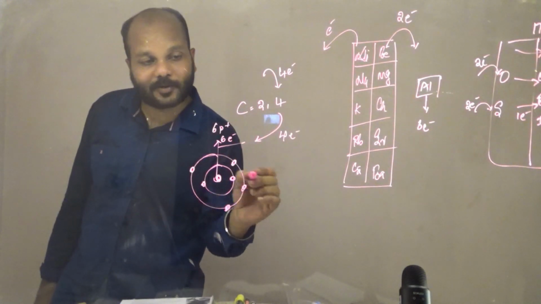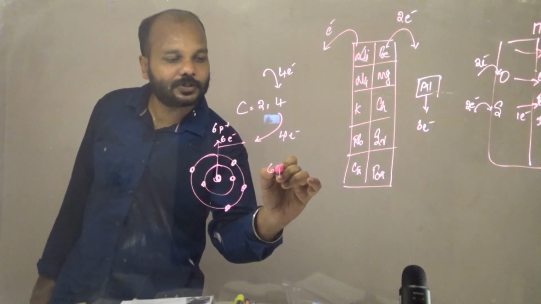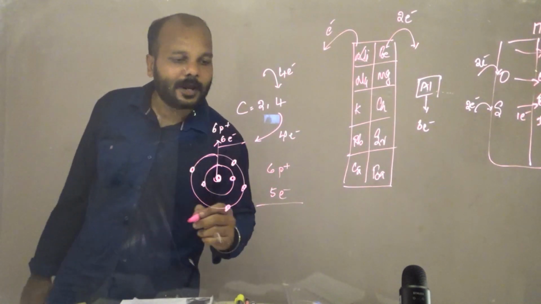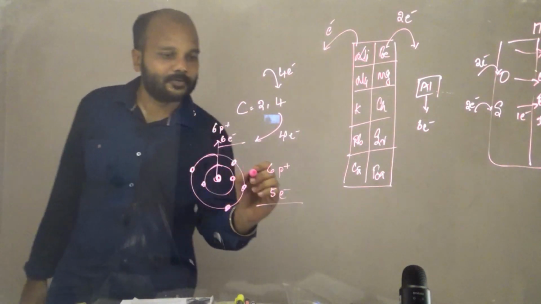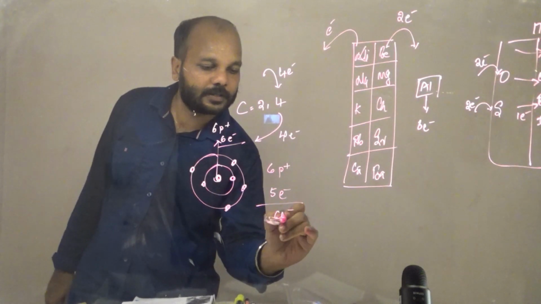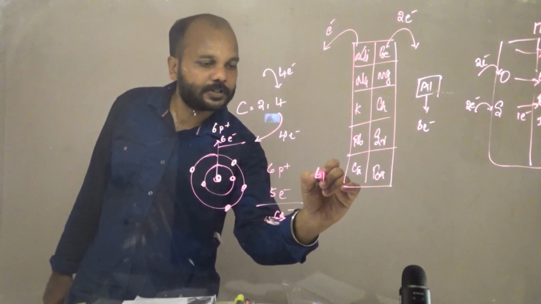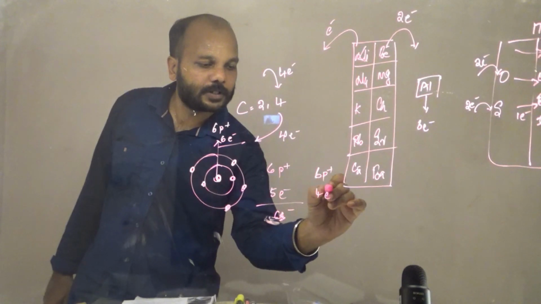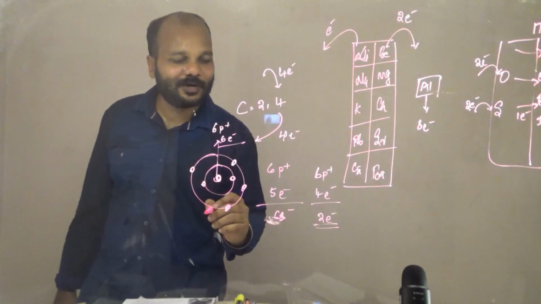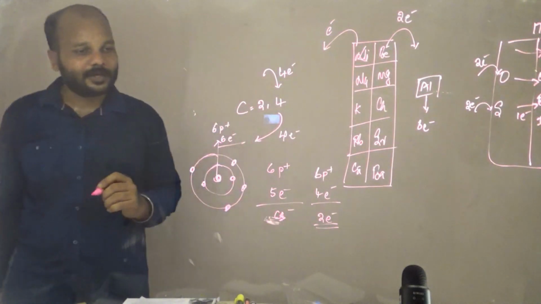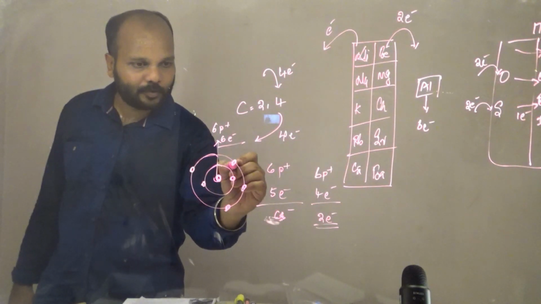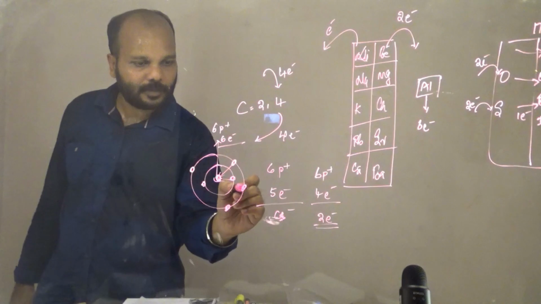When it loses one electron, it will have 6 positive charges and 5 negative charges. This is still a feasible task. Now if it again wants to lose electrons, it is going to have 6 positive charges and 4 negative charges, so this is going to be a 2 positive charge. What you need to know here is that all the 6 positive charges in the protons attract these electrons very strongly.